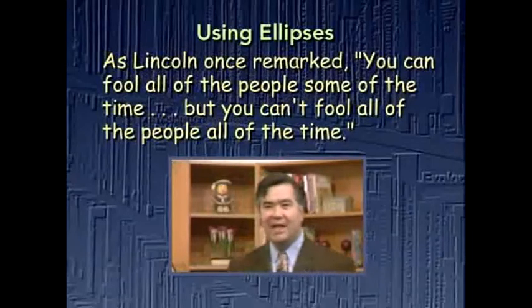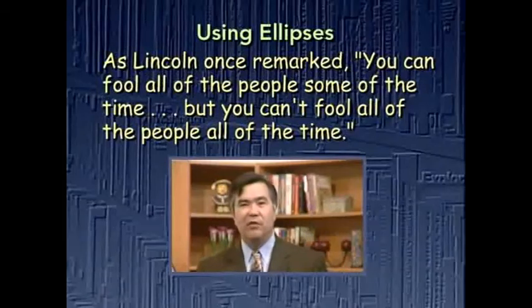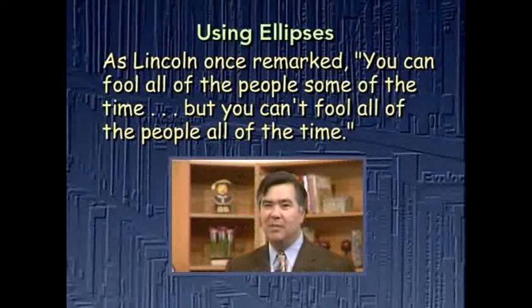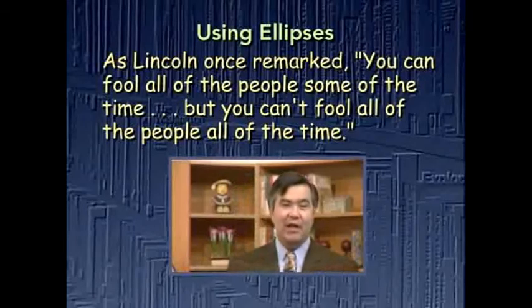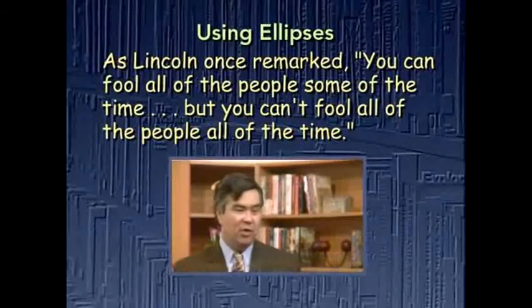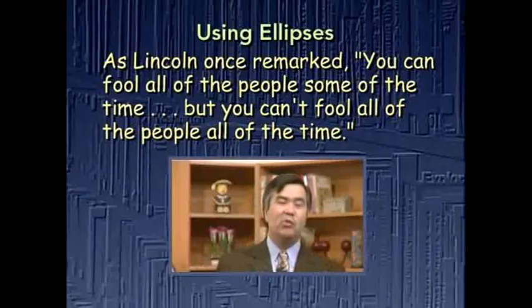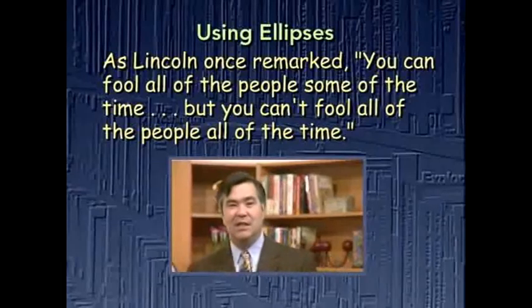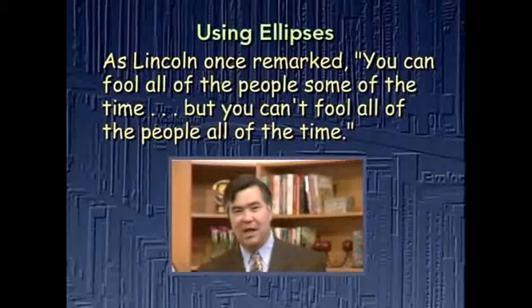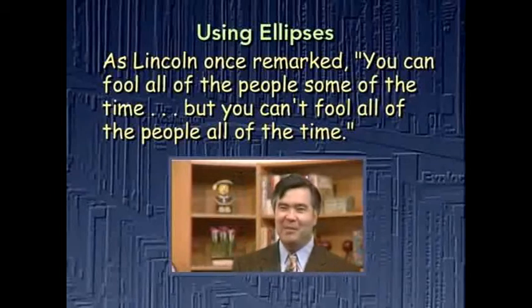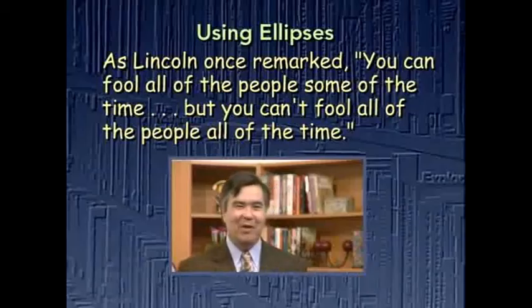First, as Lincoln once remarked, you can fool all of the people some of the time, but you can't fool all of the people all of the time. Now here we have a quotation enclosed within quotation marks, but Lincoln's actual words were more extensive than this. The actual quotation from Lincoln is, you can fool all of the people some of the time, and some of the people all of the time, but you can't fool all of the people all of the time.